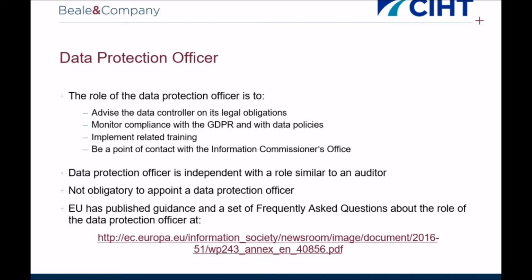Although some companies will appoint data protection officers voluntarily, there's only a requirement for a controller to have a DPO if its core activities involve systematic monitoring or large-scale processing of sensitive data, for example, health data or criminal records, or if it's a public body.